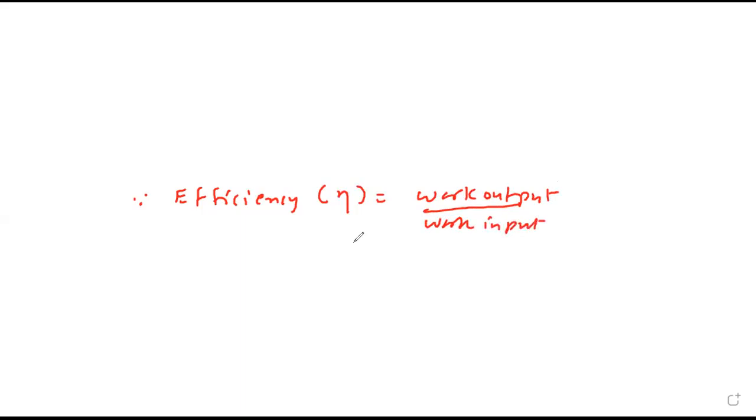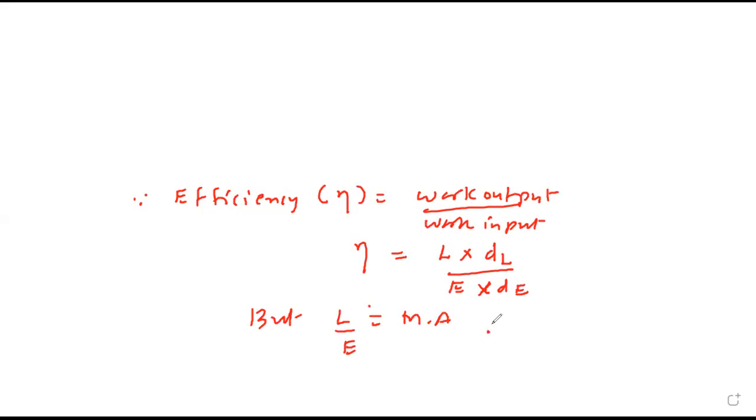Since efficiency, denoted by eta, is work output upon work input, eta equals output, which is load into distance covered by load, upon effort into displacement of effort. But what is load upon effort? Can I say mechanical advantage? Load upon effort is mechanical advantage.